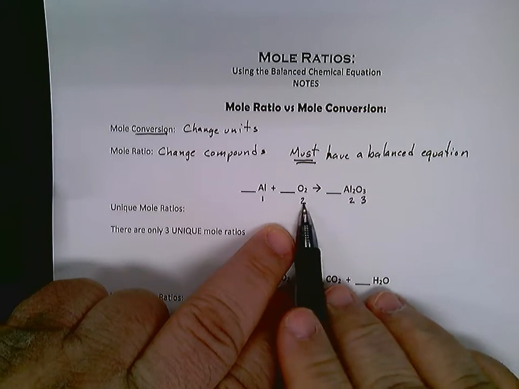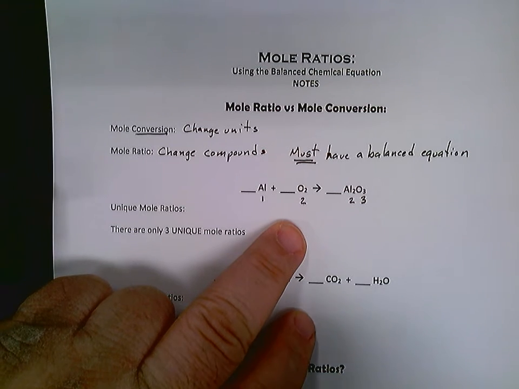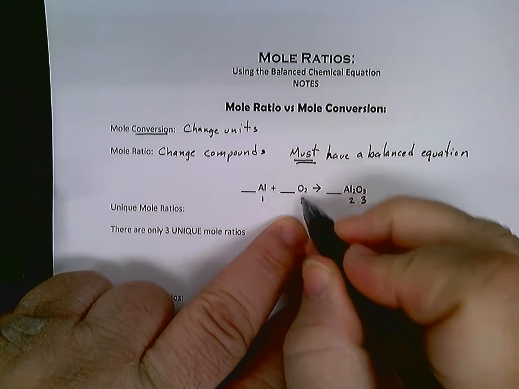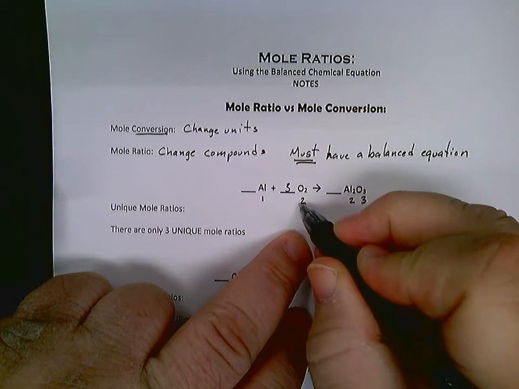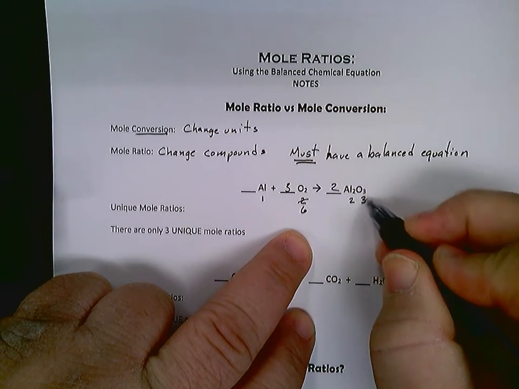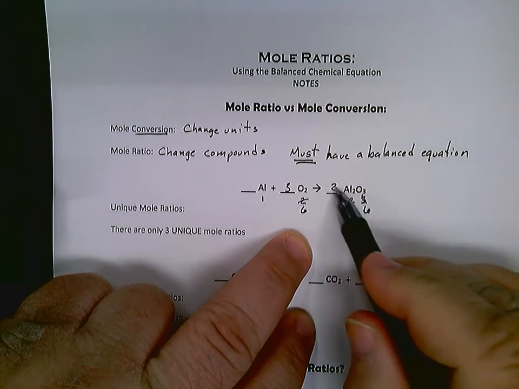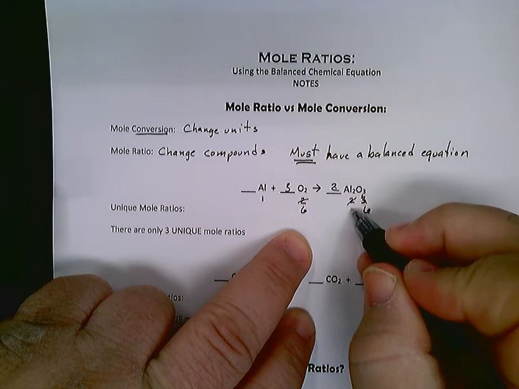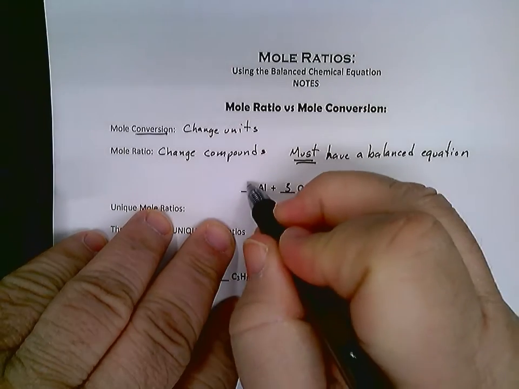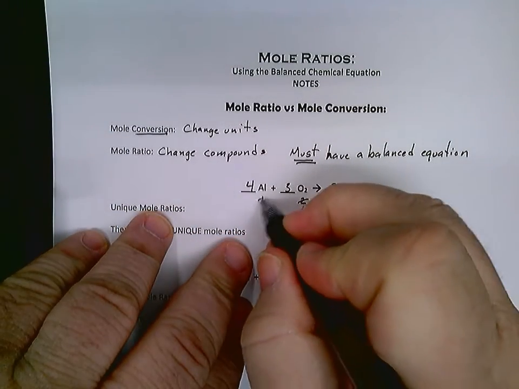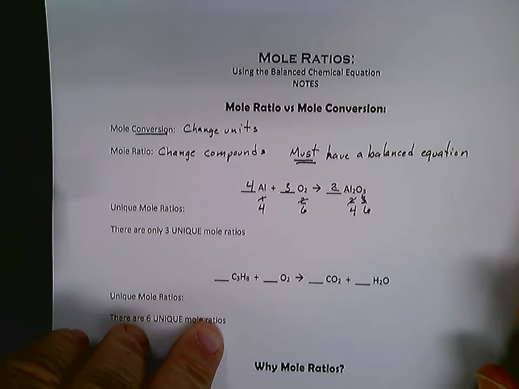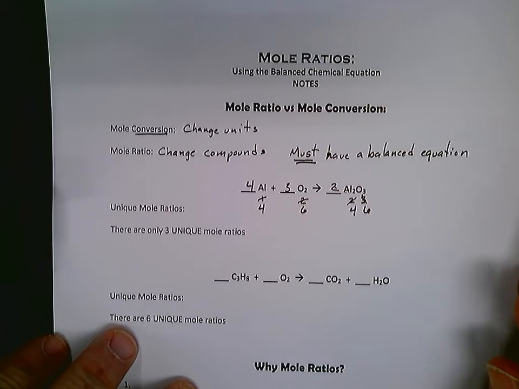Remember, when we have a situation like this, we're going to look for the lowest common multiple. Well, the lowest common multiple of 2 and 3 is 6. So 2 times 3 is 6, and 3 times 2 is 6. But remember, the coefficients multiply everything. So these 2 aluminum now become 4. So we go 4, 3, 2 for the balanced chemical equation in this particular case.